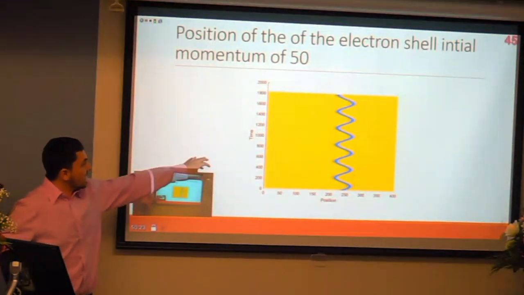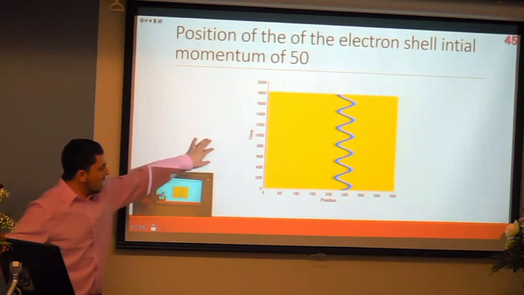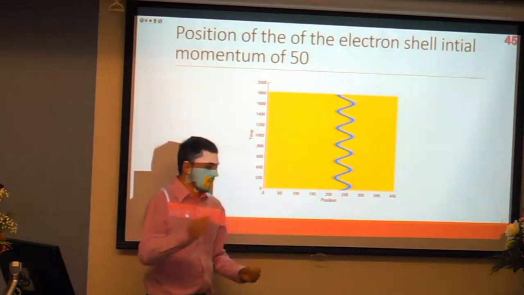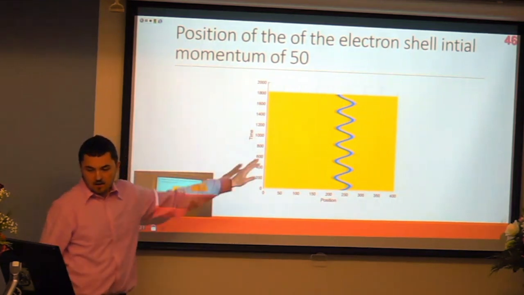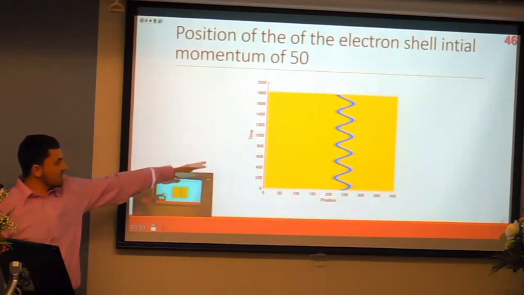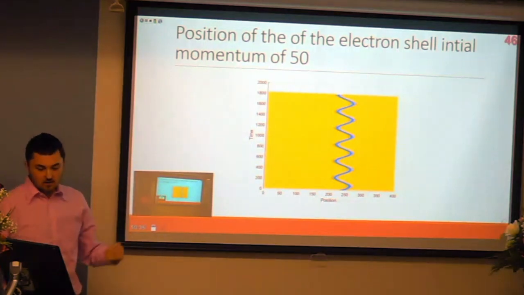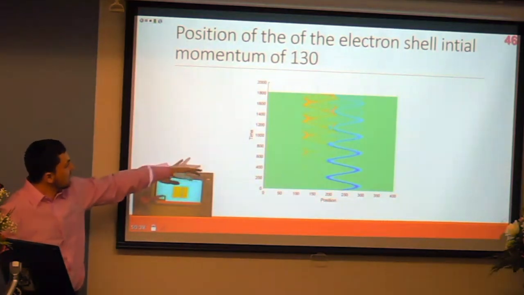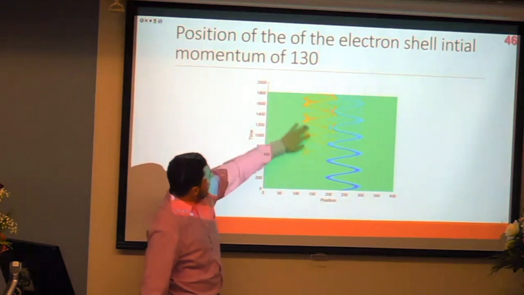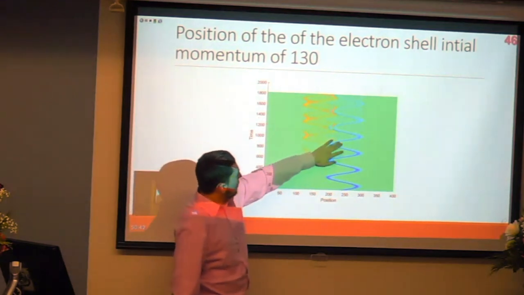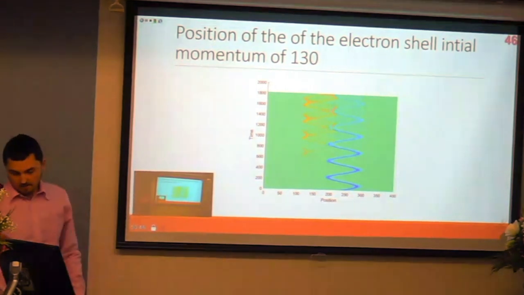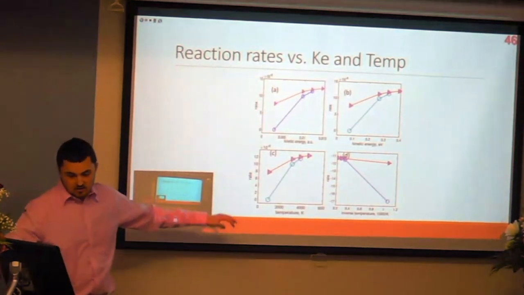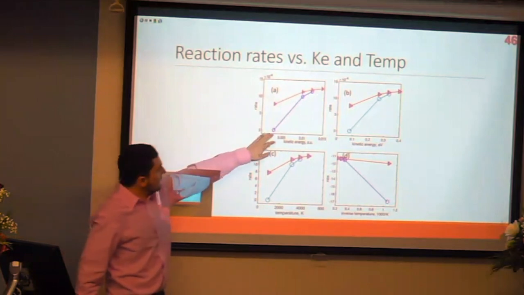So we also are looking at how the electron shell shifts, because every time you move the electron over, it would shift over time. At the momentum of 50, because there's no electron transfer, the shell never shifts. While when I increase it to 130, over time, due to more electrons moving over, you will start seeing a shift over time. And here's just a plot of the rate versus kinetic energy.